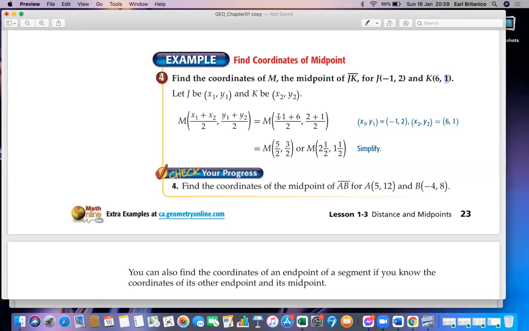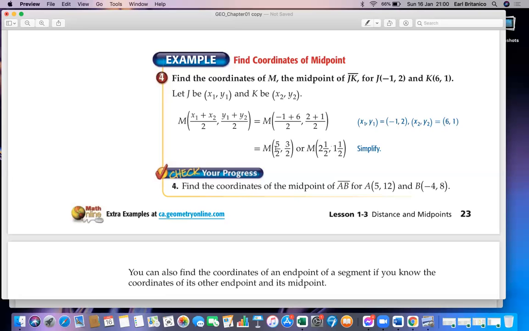So that's why we now have -1 plus 6 all over 2, comma, 2 plus 1 over 2. Signed numbers. How do we solve this? -1 plus 6 is +5. You minus the numbers because the signs are different, and you copy the sign of the bigger number. 6 minus 1 is 5, +5, because the bigger number has a sign of positive. Over 2. 2 plus 1, very simple math, is 3 over 2. So your midpoint is 2 and 1/2, and 1 and 1/2.